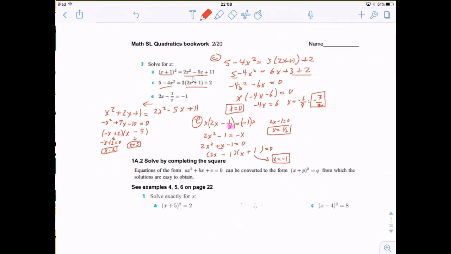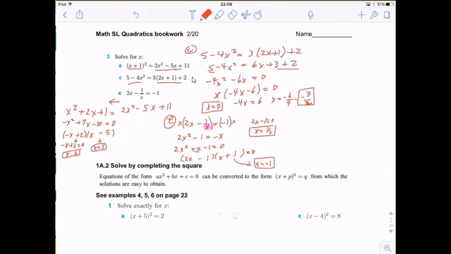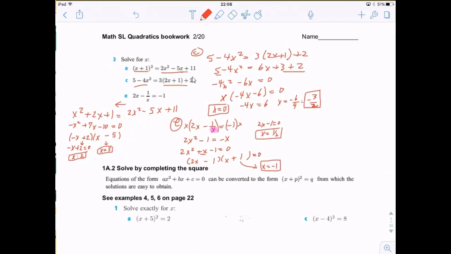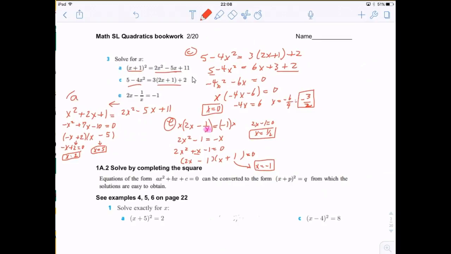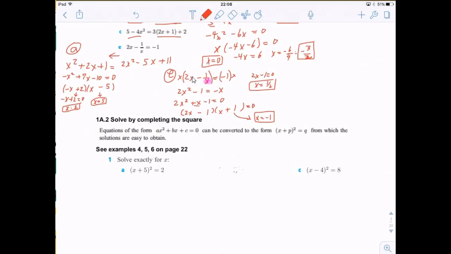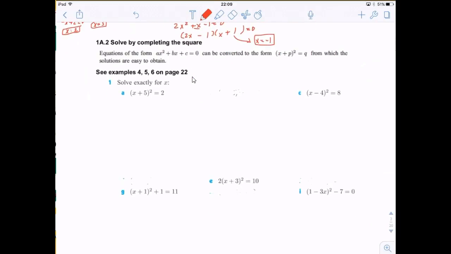Okay? So they look more difficult than the other problems, but essentially they are the same type of problem. Okay? All right. Now we're moving to something that may bring back terrible memories for you. It's called completing the square. Okay, they're going to start off with an easy one here.